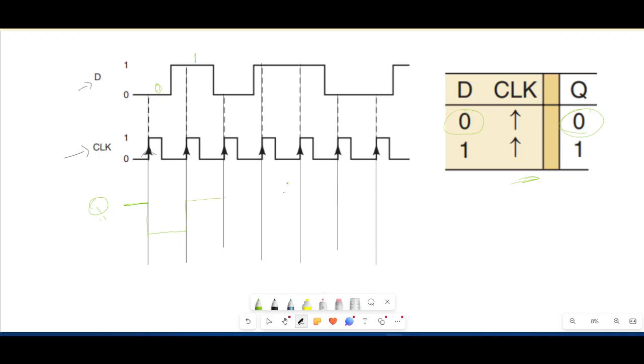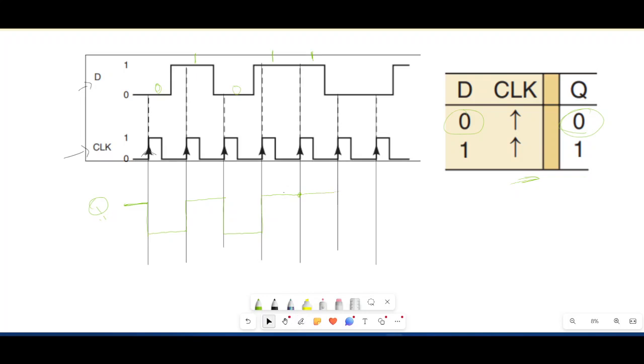Next, at this point, you can see D is 0. So Q is going to toggle to become 0. To get to the next PGT, now at this point, D is 1. Q is going to mirror exactly that. So Q will toggle to reach 1. Now at this point, you can see that D is 1. So therefore Q will stay 1.